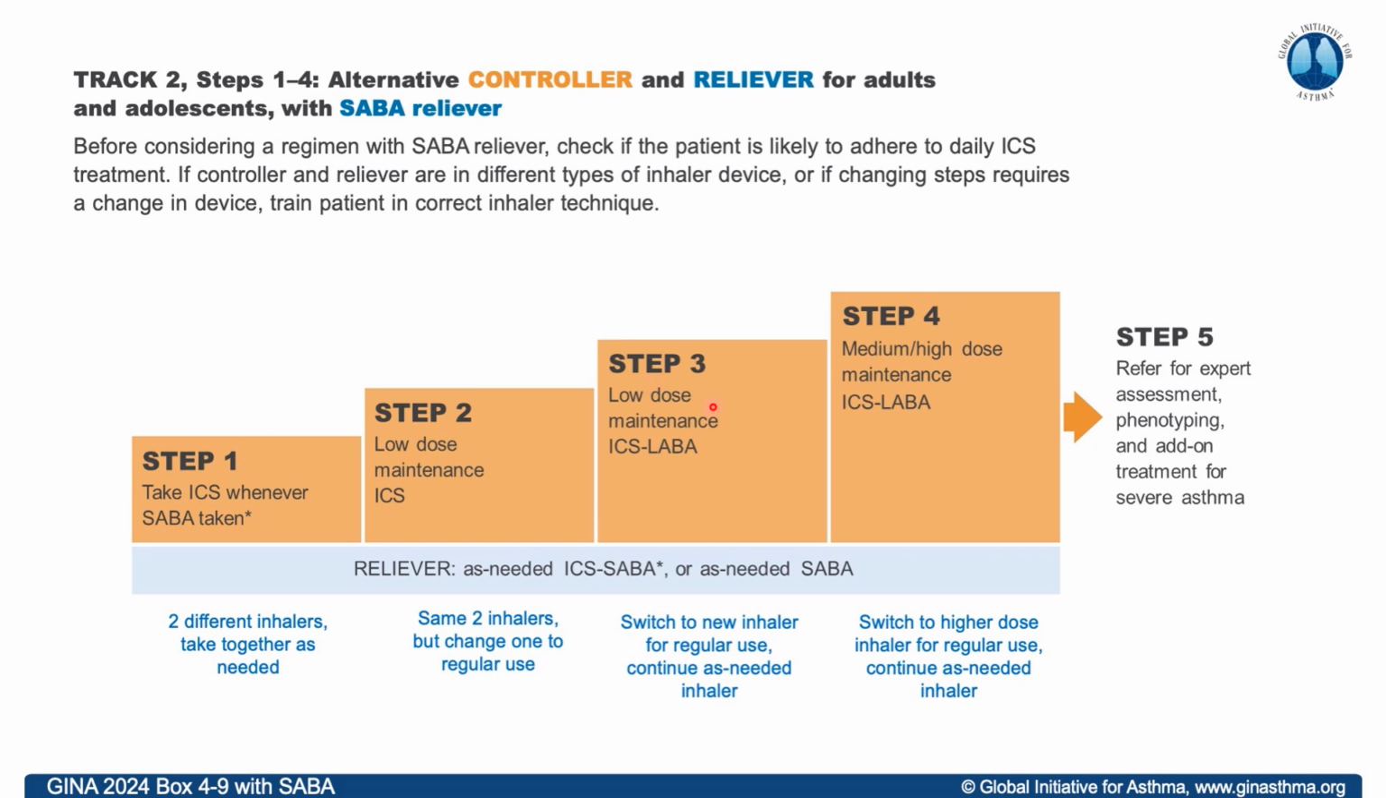Then step 3 is low-dose maintenance ICS-LABA. I hope you are all together. So step 3 is low-dose maintenance ICS-LABA, which you can use for maintaining or use as reliever. So you use it for maintaining, and then you use the reliever here. So you switch to a new inhaler for regular use. This is when you have gone up the ladder for regular use and continue as-needed inhaler. So here you have an ICS-LABA, and then you also have ICS-SABA or SABA. The SABA you use as a reliever, and you use ICS-LABA as the maintenance. I hope you note.